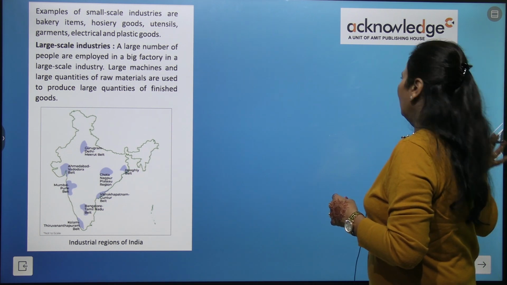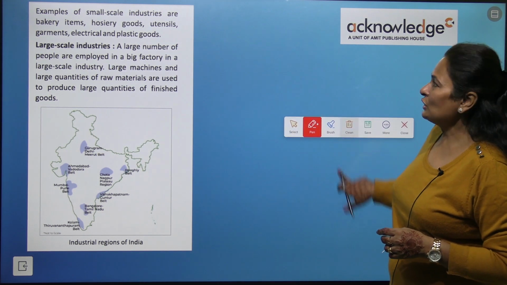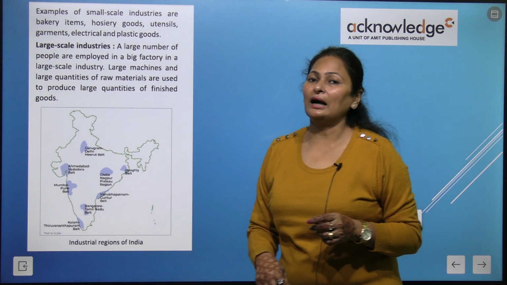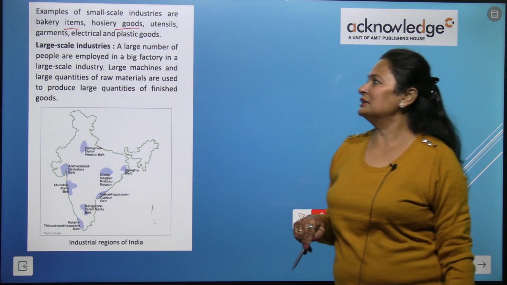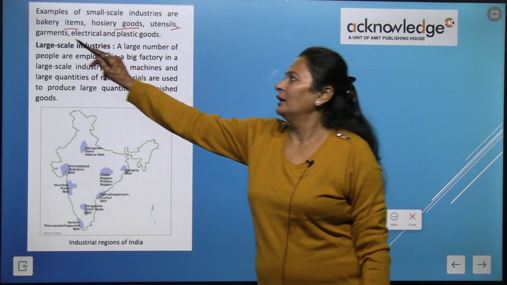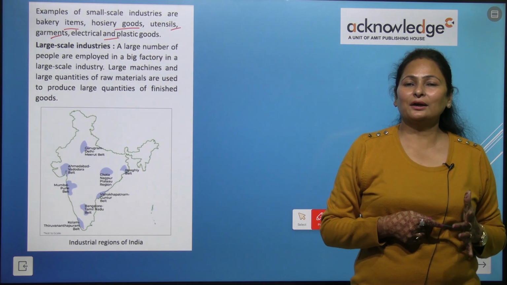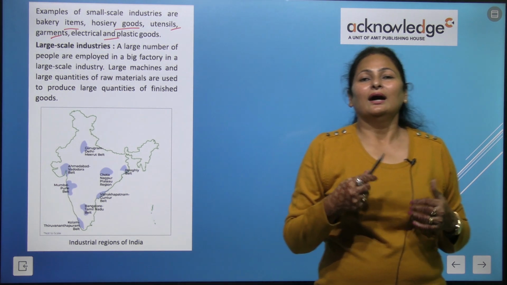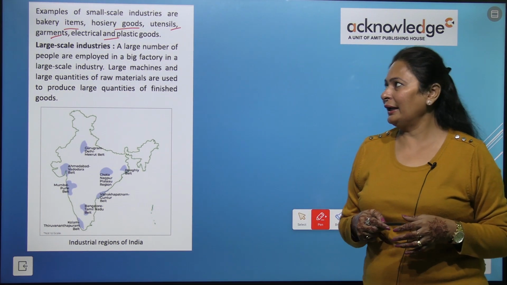Now its examples are left. Examples of small scale industries are bakery items, hosiery goods, utensils, garments, electrical and plastic goods. These things are made in small scale industries, right?